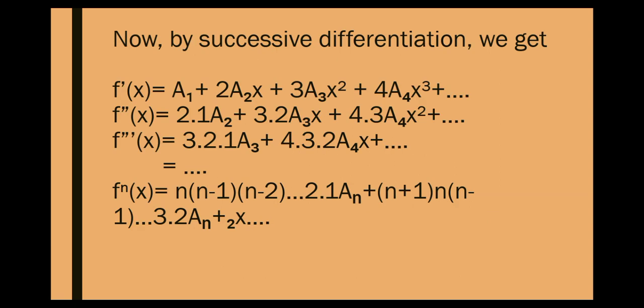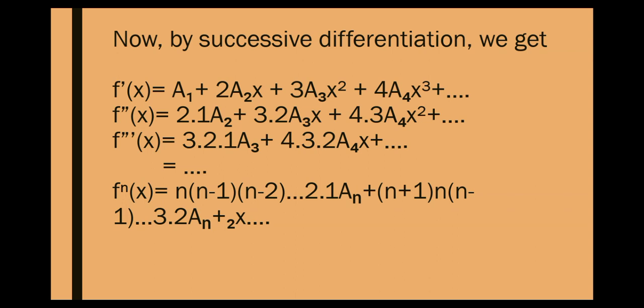Now, by successive differentiation, we get the derivative of f of x: f dash of x equals a1 plus 2 into a2 x plus 3 into a3 x square plus 4 into a4 x cube plus up to so on. Then the derivative of f dash of x is f double dash of x equals 2 into a2 plus 3 into 2 into a3 x plus 4 into 3 into a4 x square plus up to so on.